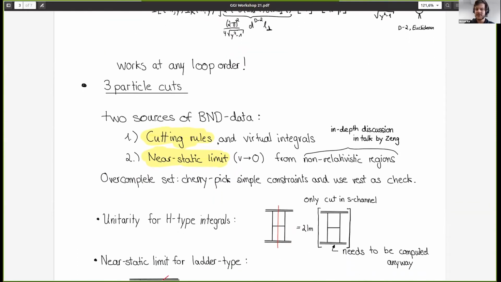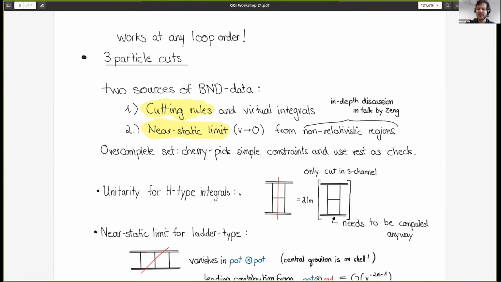So these two sources give us an overcomplete set of constraints. And we can just pick the simplest ones to fix our integration constants. So what we did is we used unitarity for the H-type integrals. So H-type is everything that only has two meta lines for us. And for those, we only have a single S-channel cut. So the three-particle cut of this integral will be exactly related to the imaginary part. And this virtual integral we have to compute anyway.